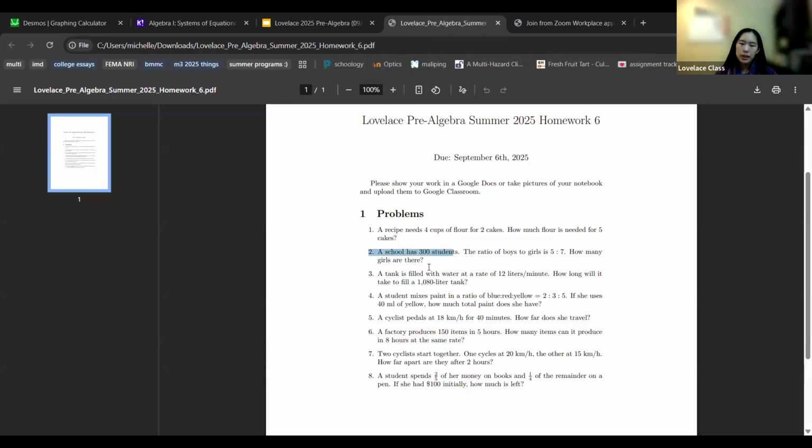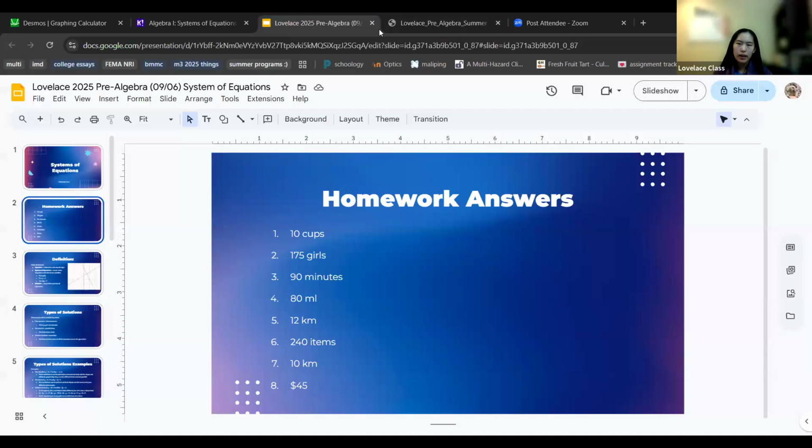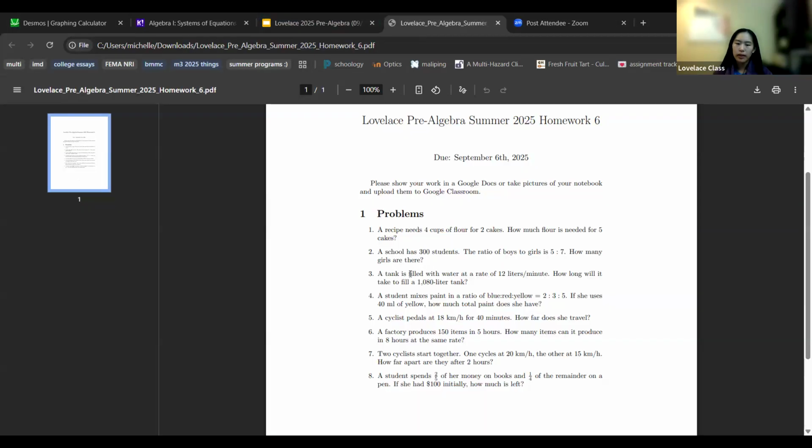The second problem: a school has 300 students and the ratio of boys to girls is 5 to 7. How many girls are there? If the ratio of girls to boys is 5 to 7, then the ratio of girls to total is 5 to 7 plus 5, which equals 12. Then you can do 300 times 5/12, which should get you 175. That means there's a total of 175.